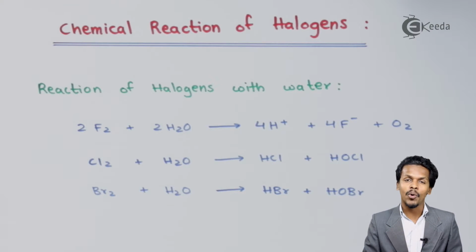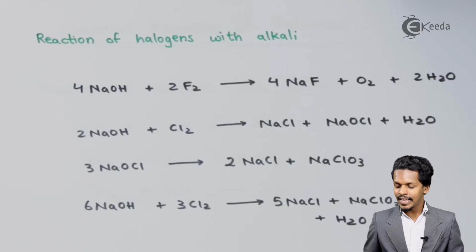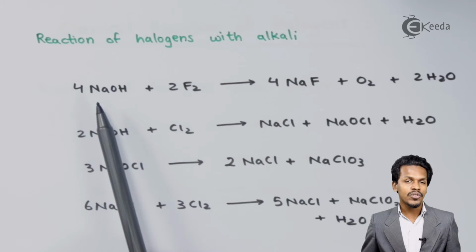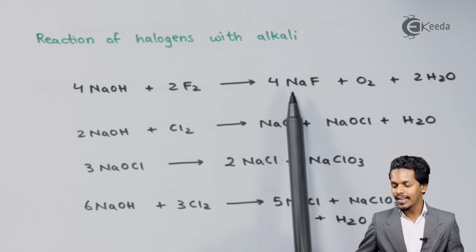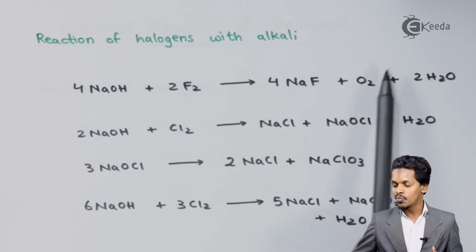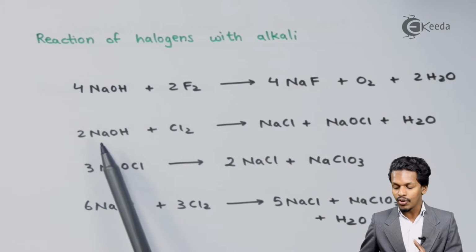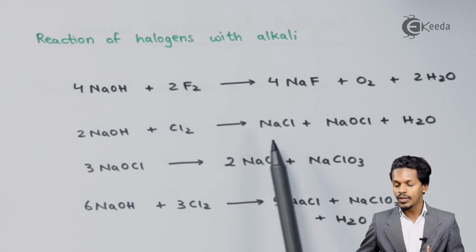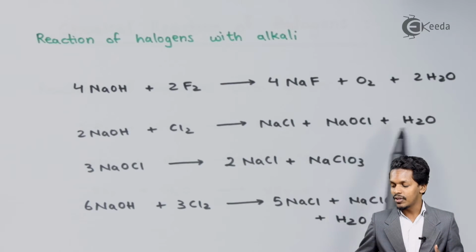Now let me discuss the next point. The next is the reaction of halogens with alkali. Talking about fluorine first: whenever fluorine reacts with 4 moles of NaOH, which is a strong base and strong alkali, the products we get are NaF, sodium fluoride, along with O2, oxygen, and 2 moles of H2O. This reaction is comparatively different from the reaction of NaOH with chlorine. In this case, 2 moles of NaOH, whenever reacted with Cl2, will produce sodium chloride along with sodium hypochlorite, along with H2O.